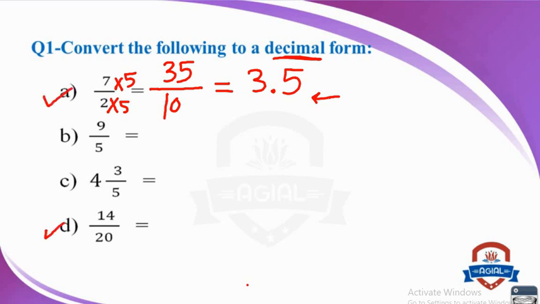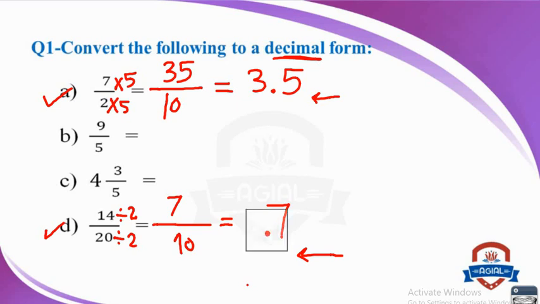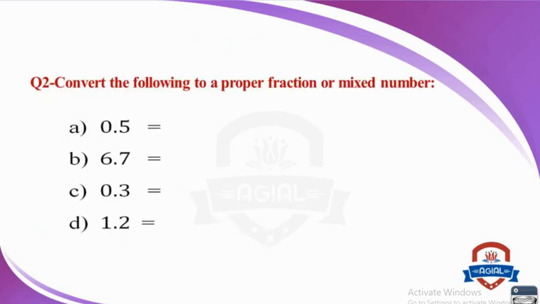14/20. Can you change from 20 to 10? Yes, how? By dividing 20 by 2 and dividing 14 by 2 also. 14 divided by 2 gives me 7. 20 divided by 2 gives me 10. So you can write it in decimal form. Yes, 7, and I will put the point directly after one digit from the right. So I put the point here and keep the place of the whole number as 0. So I write 0.7. It's very easy.